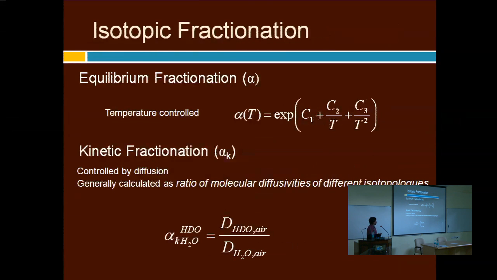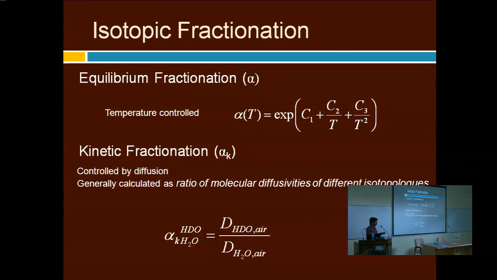There are two kinds of fractionation observed in the hydrological cycle. One is equilibrium fractionation and the other is kinetic fractionation. Equilibrium fractionation is nothing but when two phases are in equilibrium. Suppose you have a closed bottle with some water in it.